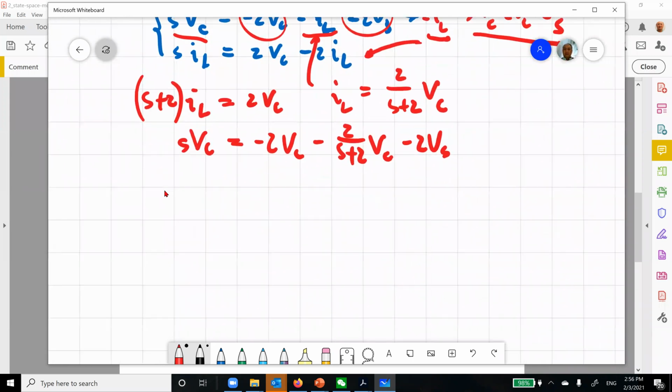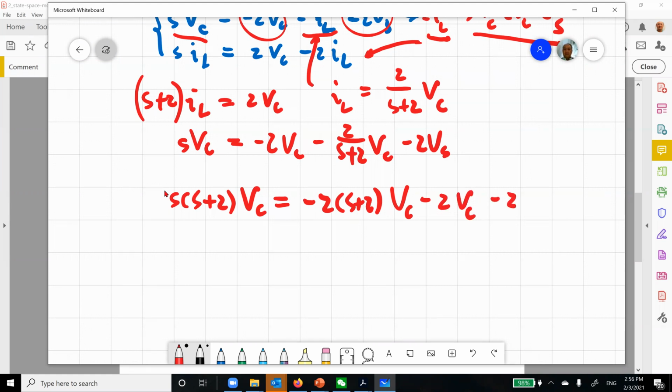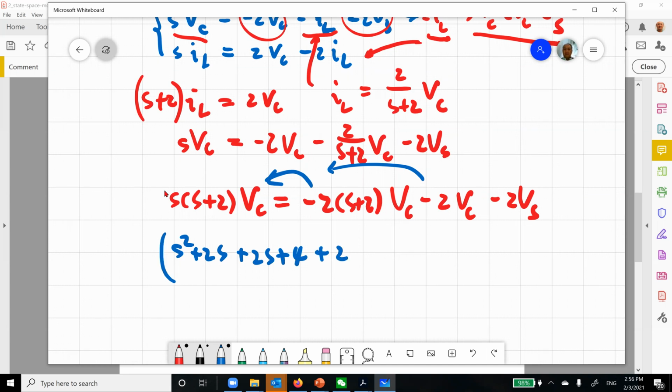So then we just multiply S plus 2. So S plus 2 VC equals 2 S plus 2 VC. Okay. So we have 2 VC minus 2 VS. So what I should do here is move everything to this side. So I have S squared plus 2S. Here I have plus 2S plus 2 plus 4. And here I have plus 2 VC.